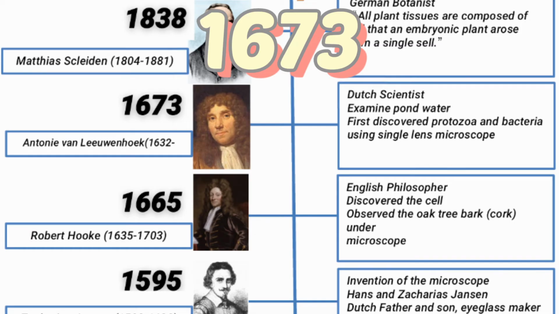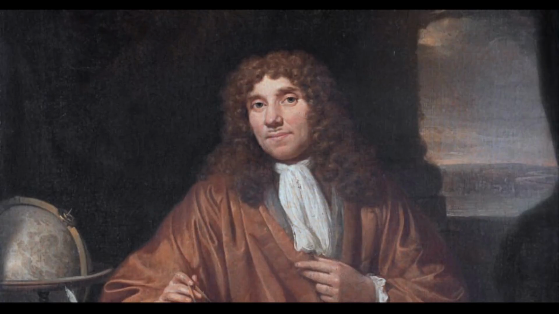In 1673, Antony van Leeuwenhoek, a Dutch microscopist, was the first to observe bacteria and protozoa. His research on lower animals refuted the doctrine of spontaneous generation, and his observations helped lay the foundation for the sciences of bacteriology and protozoology.